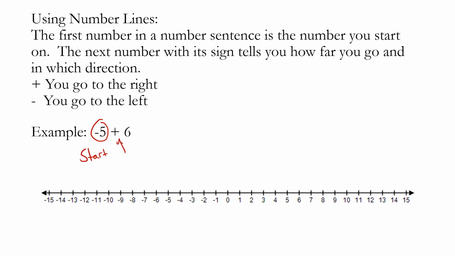This is telling me I am going to the right, and this is 6 spaces. So I'm starting on -5, and I'm going to the right 6 spaces. 1, 2, 3, 4, 5, 6. And I end up on 1. So -5 plus 6 is equal to 1.